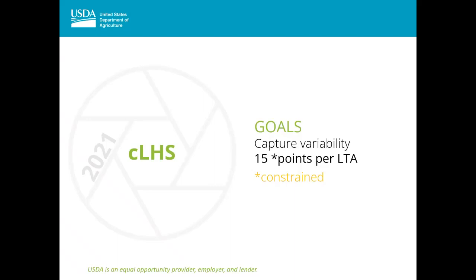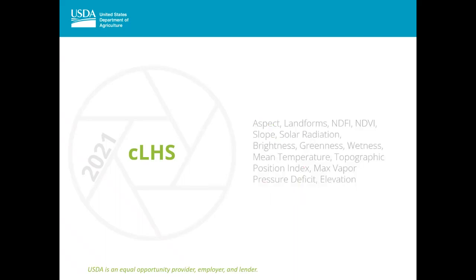And so our goal last year was to capture 15 points per land type association. And an important point about those points is that they were constrained. That means that we were purposeful in where we did and did not place them. They had to be a certain distance from the road, within the area of archaeological clearance, and also outside the wilderness area. And in addition to stratifying the model by land type associations, there are 13 layers going into CLHS to capture the variability. These are listed here.